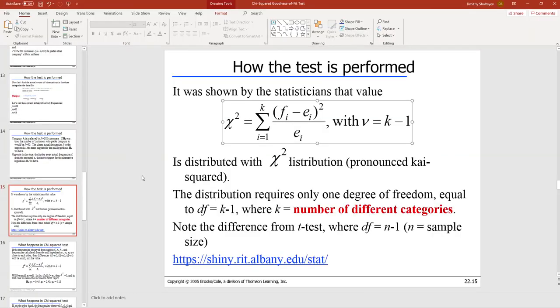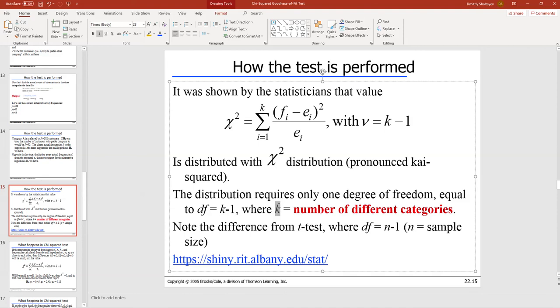Now let's revert back. So statisticians showed that if I keep getting another sample and another sample and another sample and calculate this number, actual frequencies minus expected squared divided by the expected, added together across all different categories, then the resulting numbers will start forming the chi-square distribution shape. Okay, and since there is only one parameter, the number of degrees of freedom, the number of degrees of freedom is equal to k minus 1, where k is not the sample size.